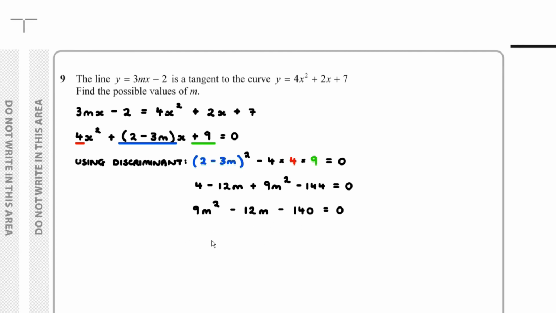If I factorize the left hand side, we end up with 3m plus 10 multiplied by 3m subtract 14, and this is equal to 0. Meaning, if I solve for m, if 3m plus 10 is equal to 0, that means m is equal to negative 10 over 3. And if I solve 3m subtract 14 equal to 0, we end up with m equals 14 over 3. So m is negative 10 over 3 or 14 over 3.